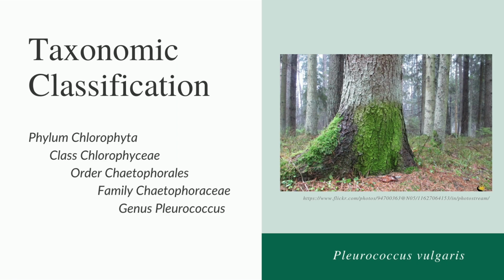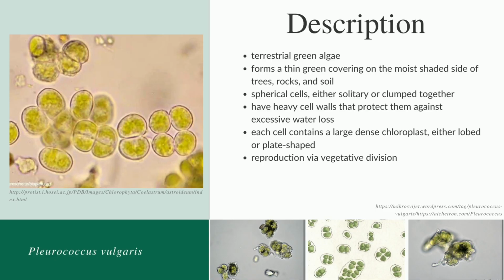Pleurococcus vulgaris is from the family Chaetophoraceae under genus Pleurococcus. The members of this genus sometimes form a thin green covering on the moist shaded side of tree barks, rocks, damp walls, and soil. Vulgaris is a terrestrial green alga. This species has spherical cells, either solitary or clumped together. Each cell contains a large dense chloroplast, either globe or plate shaped. They have heavy cell walls that protect them against excessive water loss.